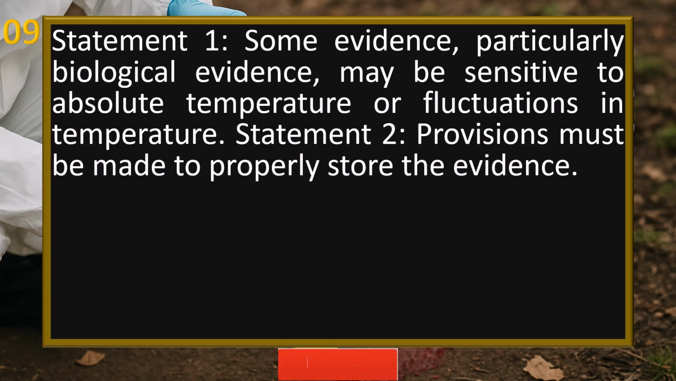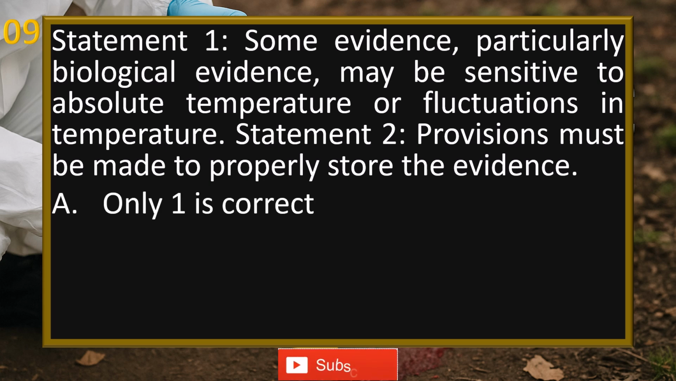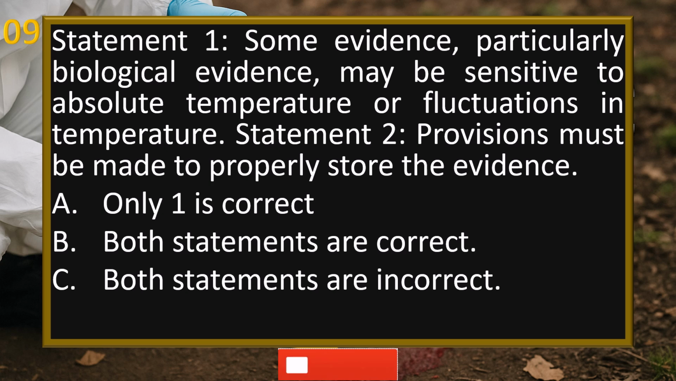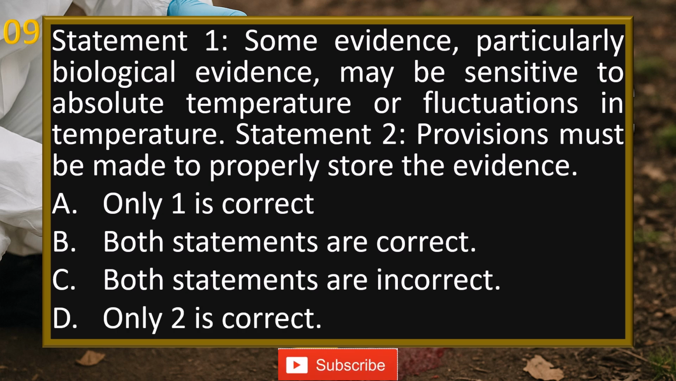Statement 1. Some evidence, particularly biological evidence, may be sensitive to absolute temperature or fluctuations in temperature. Statement 2. Provisions must be made to properly store the evidence. A. Only one is correct. B. Both statements are correct. C. Both statements are incorrect. D. Only two is correct.